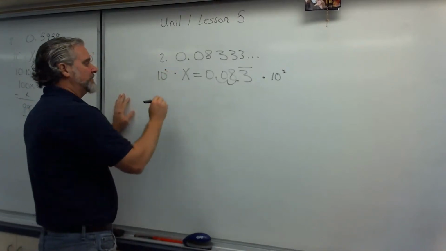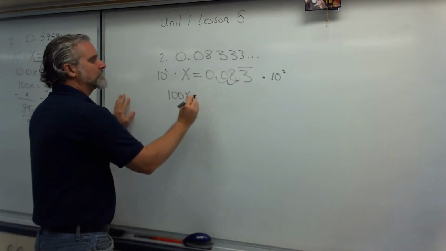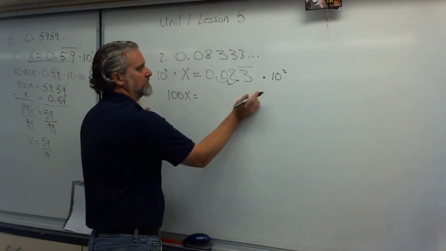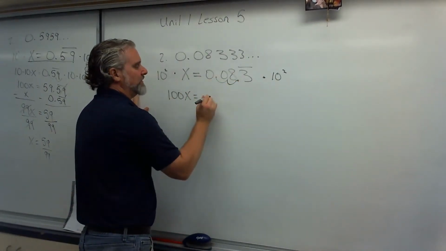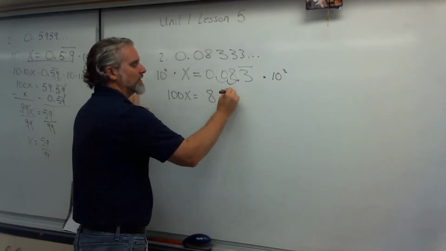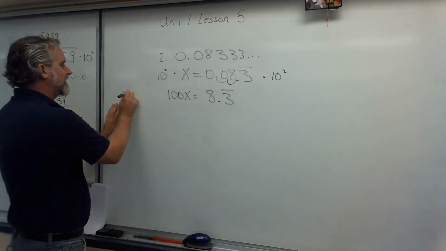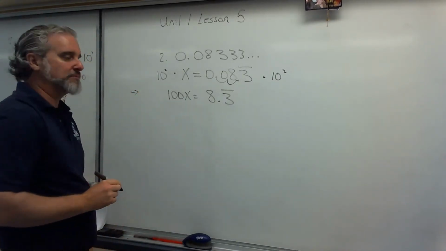10 times 10 is 100. 100 times x is 100x. Multiplying by 10 to the second power moves that decimal point over and gives me 8.3, still repeating 3. So now I'm going to use this later on when it comes time to subtract.